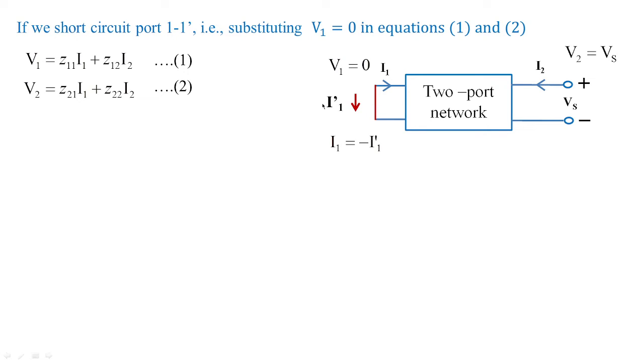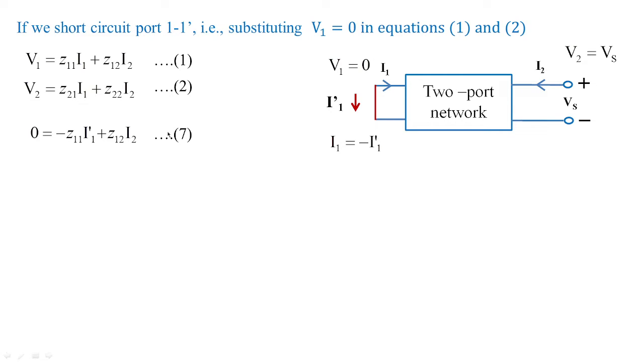Likewise, as in the previous case, I am taking here again I1 dash which is equivalent to minus I1, or I1 is equal to minus I1 dash. So these values we are going to substitute in equation 1 and 2, and let us see what we are going to get. I am going to get V1 it is 0, and you have I1 is equal to minus I1 dash. So 0 equals minus Z11 I1 dash plus Z12 I2.